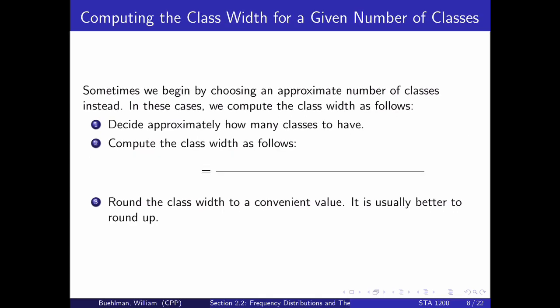So sometimes we begin by choosing approximately the number of classes we want instead, and we don't choose the class width. We go, I want to have X number of classes, let's say 7 classes. What does my class width need to be? So first we need to decide that, or it'll be given to you by me.